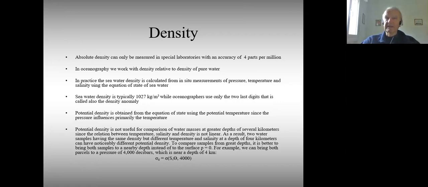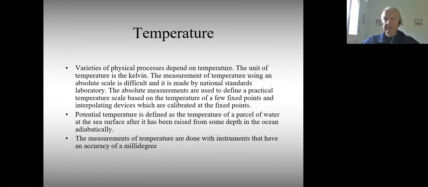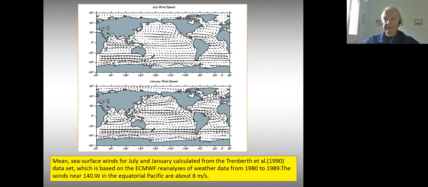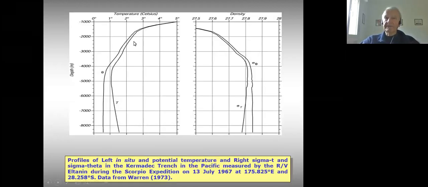Potential density is obtained from the equation of state using the potential temperature, since the pressure influences primarily the temperature. And if you remember here, let me see. Here it is. You see, that's the in situ temperature. That means the temperature that you measure at a certain depth at a certain pressure, and this is the potential temperature.